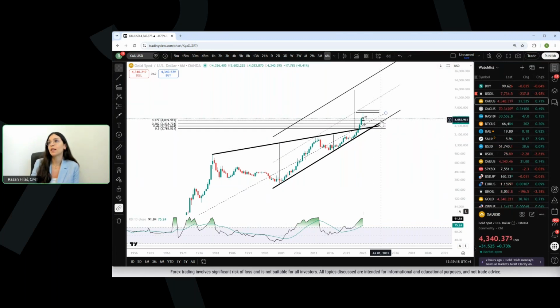If not, that level may set the tone for the next legs higher in line with that overall multi-decade uptrending bias. Now, next up, we have the silver chart.